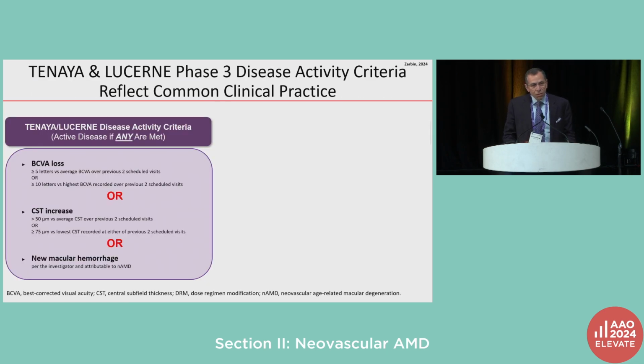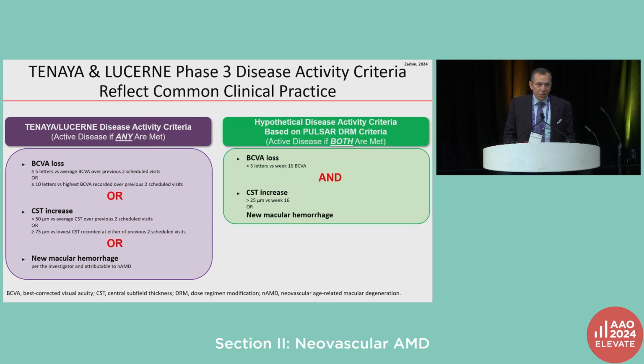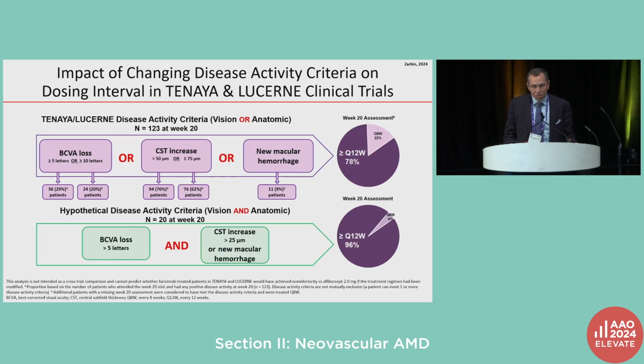Well, we wondered what the durability estimate would be if the disease activity criteria were modified to resemble those of the Pulsar trial. So to answer this question, we did a post hoc analysis of the data. And at week 20 in Tenaya and Lucerne, there were 123 patients with active disease.